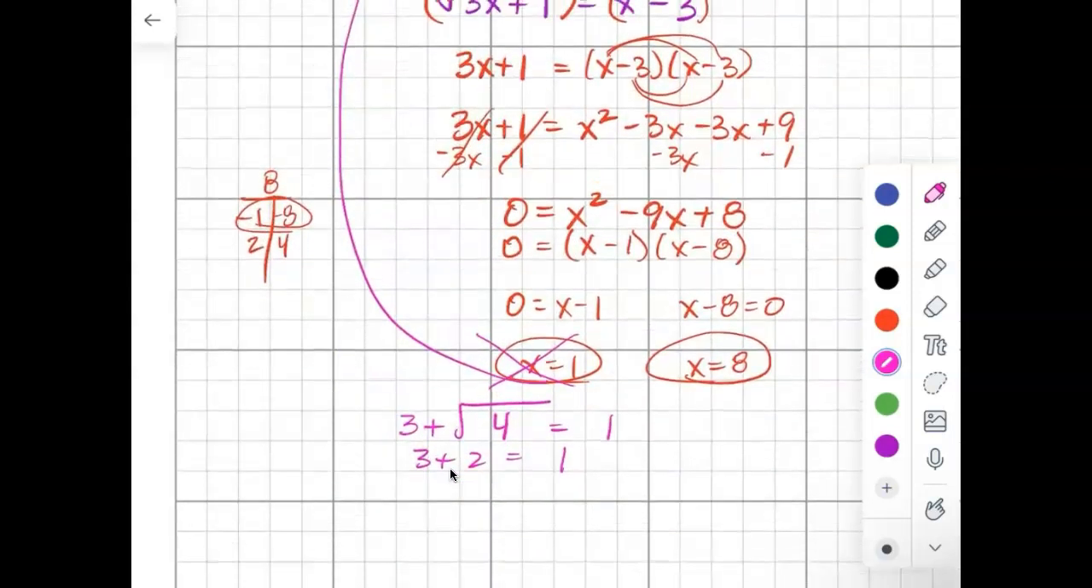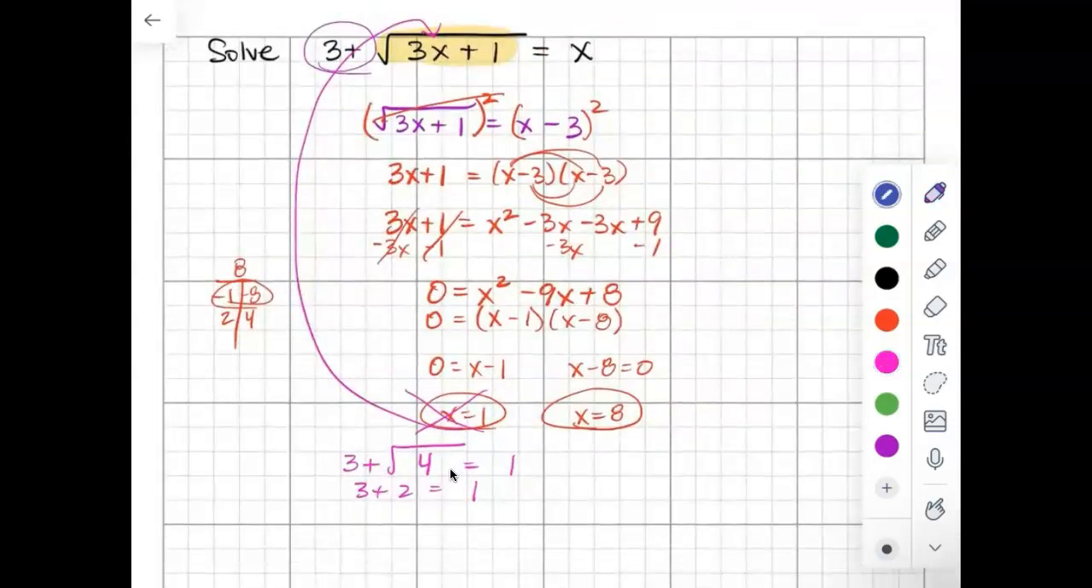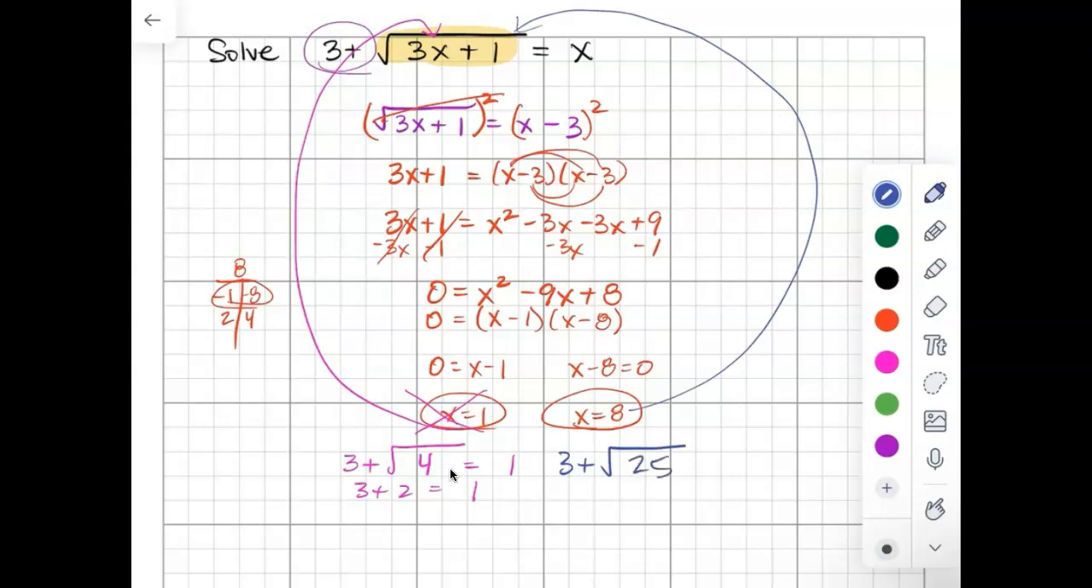Okay. And then you're also going to plug in 8. So plug in 8 to the equation and see what that gives you. So you're going to have 3 plus the square root of 3 times 8 is 24, plus 1 is 25. We're plugging also 8 into the other x, so equals 8. We want to see if this is true. Square root of 25 is 5. 3 plus 5 is 8, a true statement. So 8 is actually my only solution.